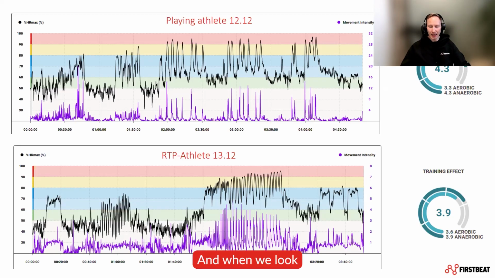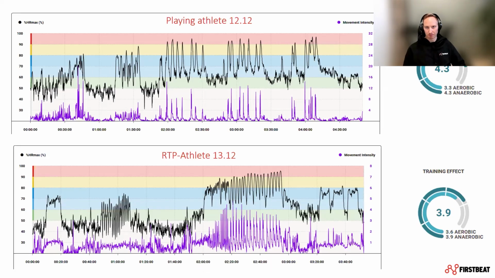of that session. And when we look at the training effects of this game and this session, they are quite similar. Although the athlete wasn't able to participate in that game, his cardiovascular system reached the same kind of stimulus, and they were able to improve the athlete's condition, although he was injured.